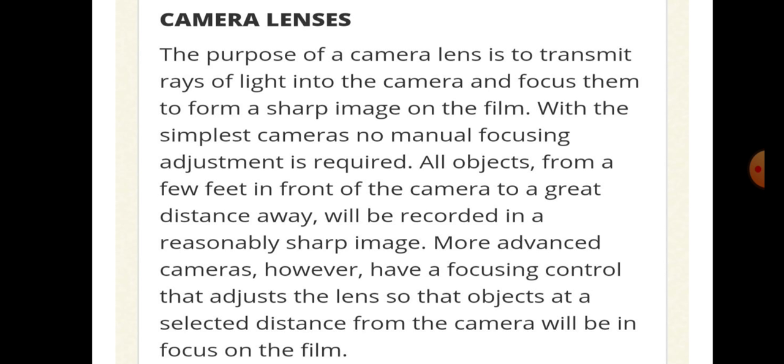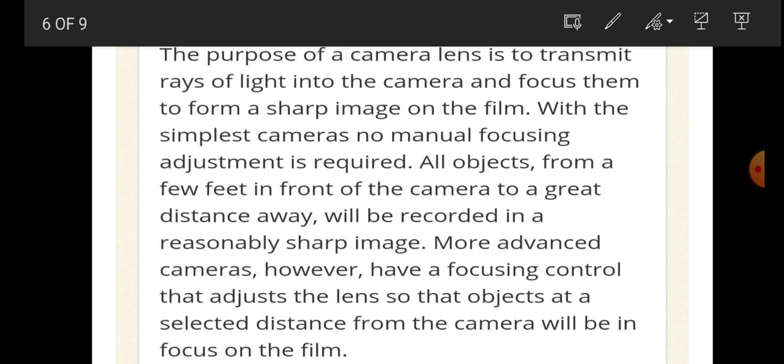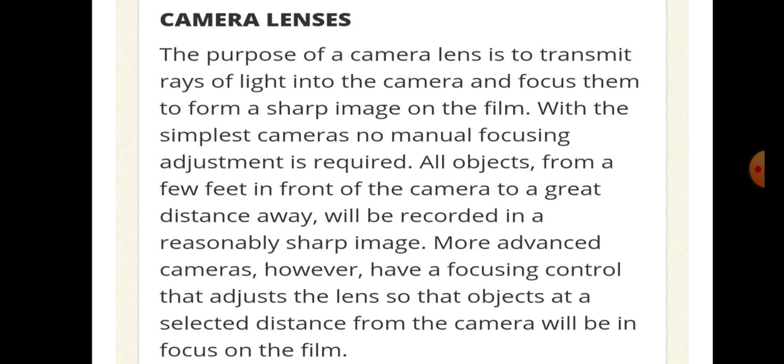With the simplest cameras, no manual focusing adjustment is required. अगर हम सिंपल कैमरा की बात करें तो उसमें कोई ऐसा एडजस्टमेंट वाला कोई फीचर नहीं होता है जिसके थ्रू हमें एक अच्छी क्लैरिटी वाली फ़ोटो मिल सके. All objects from a few feet in front of the camera to a great distance away will be recorded in a reasonably sharp image. More advanced cameras, however, have a focusing control that adjusts the lens so that an object at a selected distance from the camera will be focused on the film.